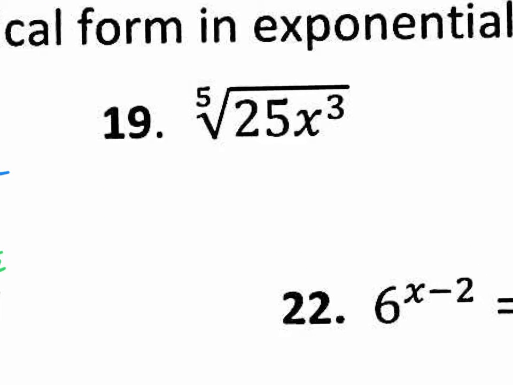Well, this one, just the whole thing to the 1/5 power. 25x to the 3rd, all to the 1/5 power. You don't have to do anything else. Why parentheses? Because notice that all of this is inside the 5th root. If you didn't put parentheses, then the 1/5, the 5th root, would only belong to the x. It wouldn't belong to the 25. So the whole thing's inside parentheses because the whole thing, including the 25, is inside of the 5th root.